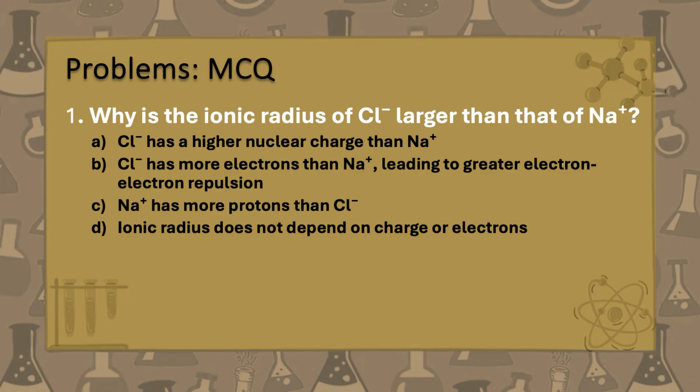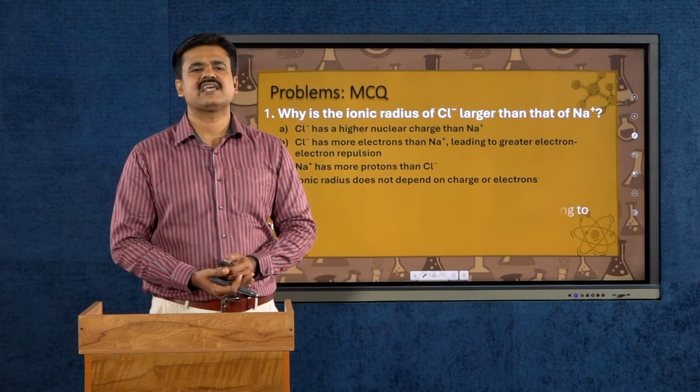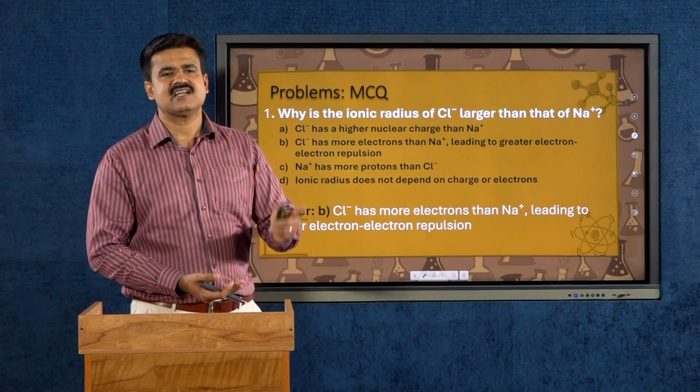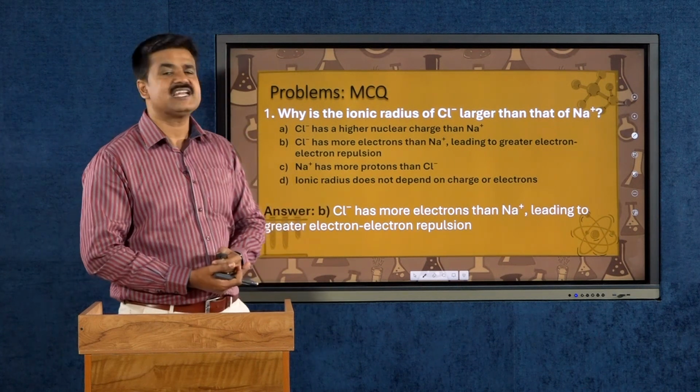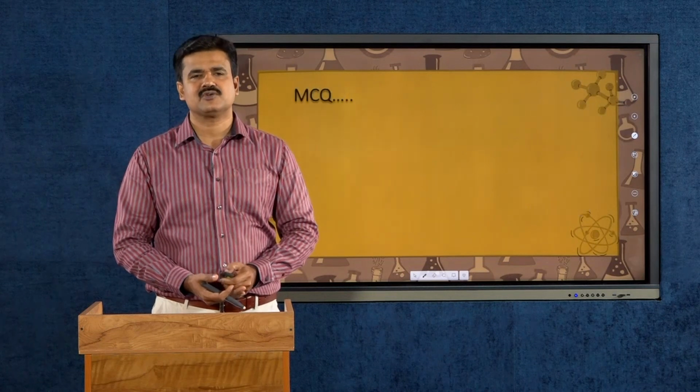This is an MCQ. Why is the ionic radius of Cl- larger than Na+? These are the options. A: Cl- has a higher nuclear charge than Na+. B: Cl- has more electrons than Na+, leading to greater electron repulsion. C: Na+ has more protons than Cl-. D: Ionic radius does not depend on charge or electrons. Based on careful analysis, we arrive at the final answer as option B: Cl- has more electrons than Na+, leading to greater electron-electron repulsion.